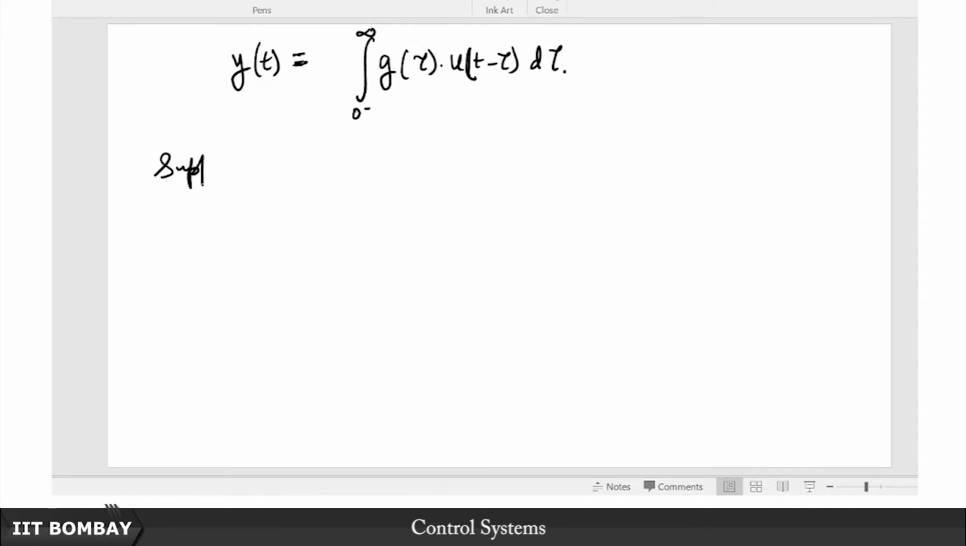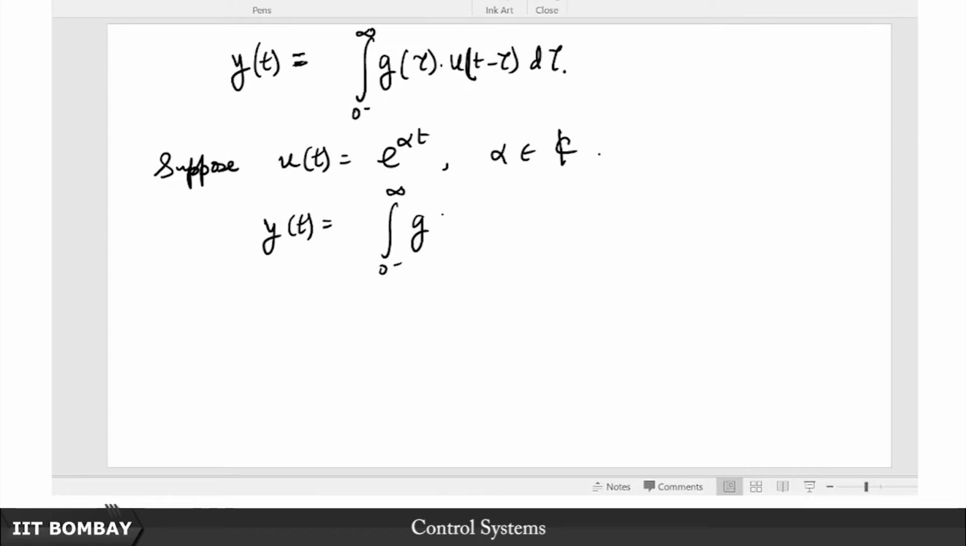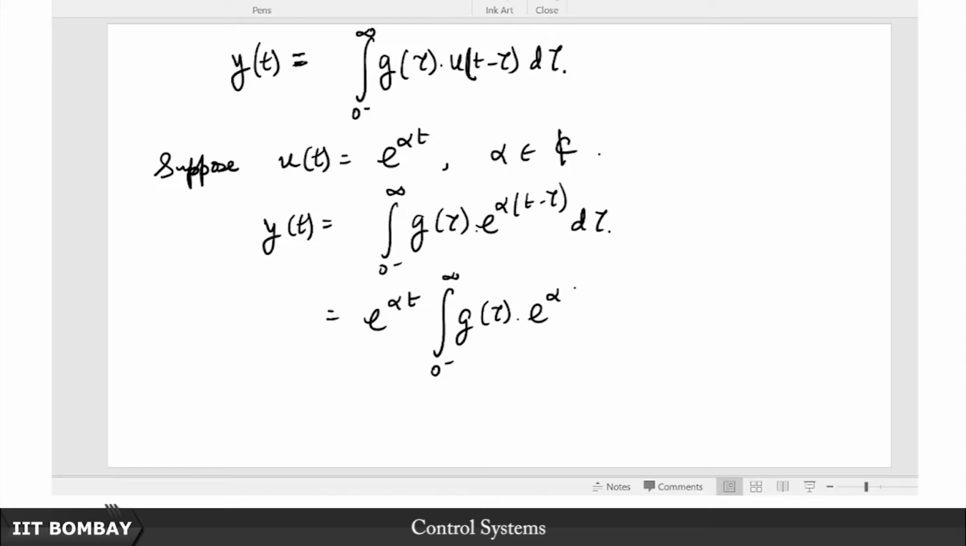Now, suppose your input, suppose u of t is nothing but e to the alpha t, where alpha is basically a complex number. What happens then? So, then we see that y of t turns out to be nothing but 0 minus to infinity g of tau e to the alpha times t minus tau d tau. So, of course, we can pull out this e to the alpha t outside the integral, and then we are left with this e to the alpha, of course, with a minus sign, e to the minus alpha tau d tau.